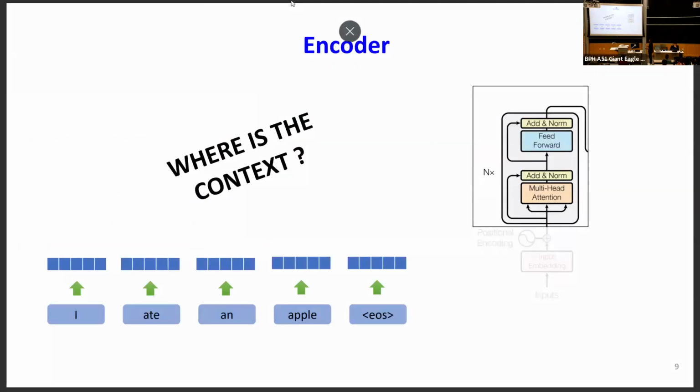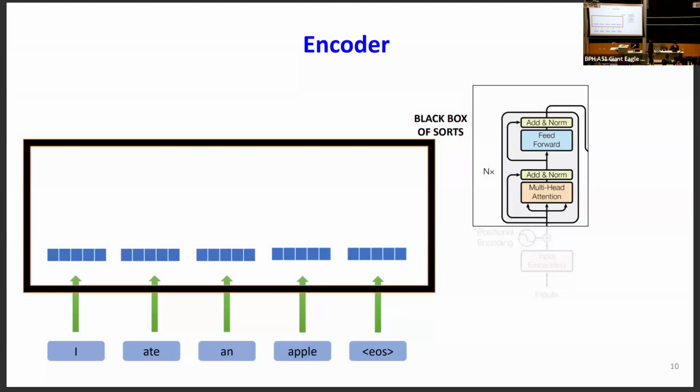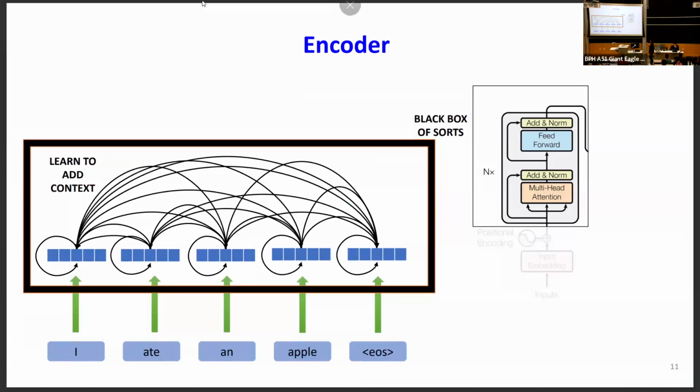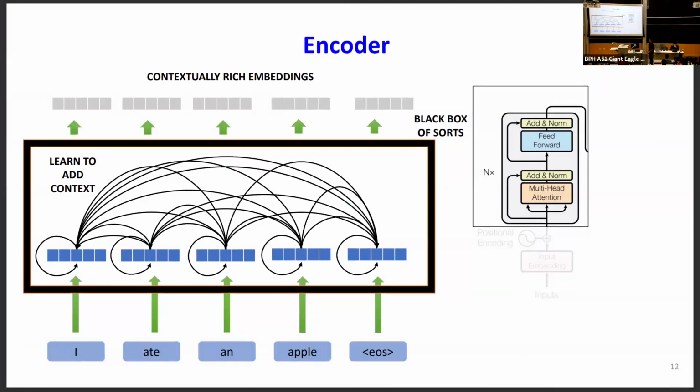Now that it knows about itself, it also needs to know about things around it. "Ate" needs to know what "I" is, and what "an" is. Everyone needs to know about the terms around them. At this point, they just have their individual context, but we want to add more context into it from the rest of the tokens that we have. So we wish to have some black box where we send in our input embeddings. They learn from each other and they learn from themselves too. Once they learn to add context from everyone, we get an output which is contextually rich.